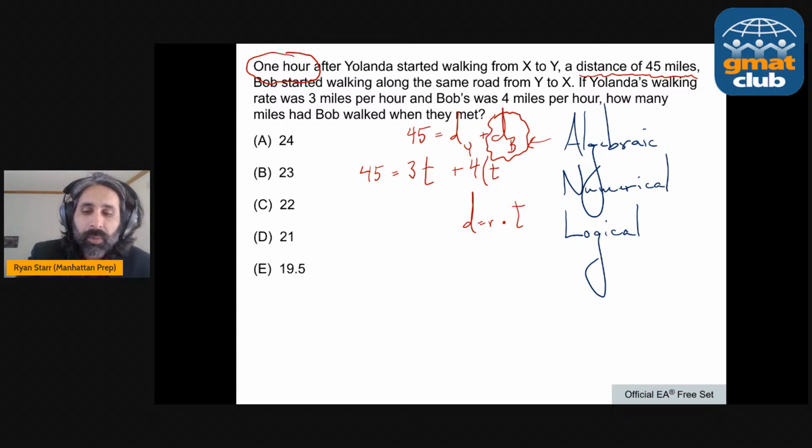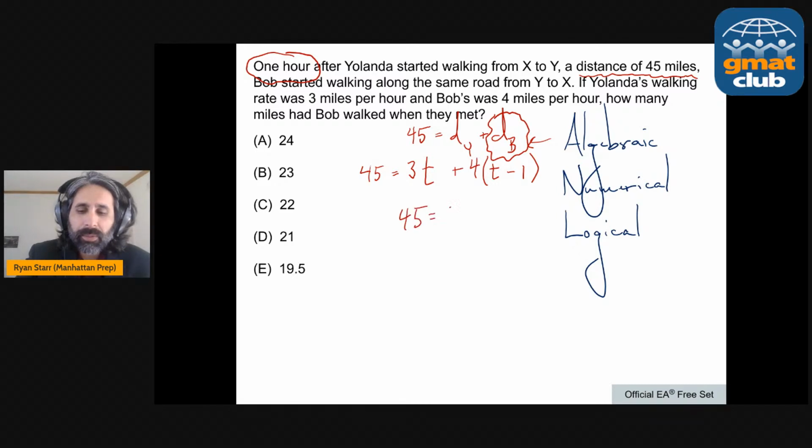Even though Bob starts walking 1 hour later, and it might feel a bit more natural to say time plus 1, that ends up meaning that he walks for 1 hour less than Yolanda does. Yolanda spends 1 more hour walking than Bob because she started earlier. So the time he spent walking, which is what t represents, is t minus 1. All right. If we get that set up, we should be in pretty good shape. I hope. I don't know. It's not looking good right now.